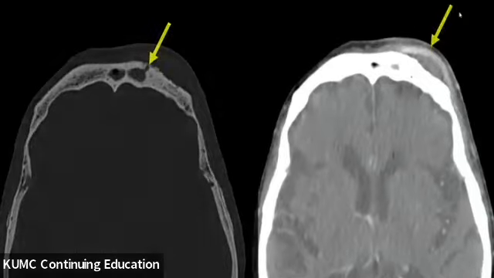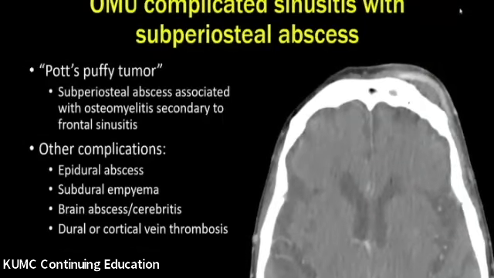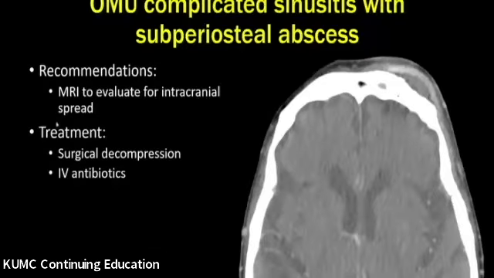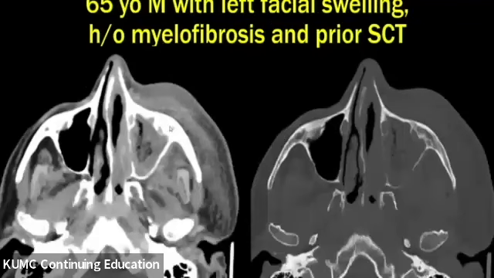So this is the case of osteomeatal unit complicated sinusitis with subperiosteal abscess. We call that the Potts-Puffy tumor, which is that subgaleal or subperiosteal abscess associated with osteomyelitis secondary to frontal sinusitis. It's important to highlight the intracranial spread of infections such as epidural abscess, subdural empyema, brain abscess, cerebritis, dural or other cortical vein thrombosis. We're going to recommend MRI to best evaluate for that intracranial spread of infection. Treatment's going to, of course, be surgical decompression of the abscess and IV antibiotics.